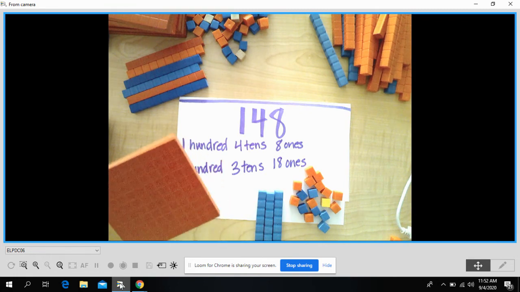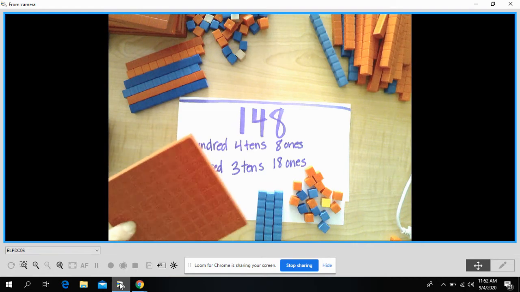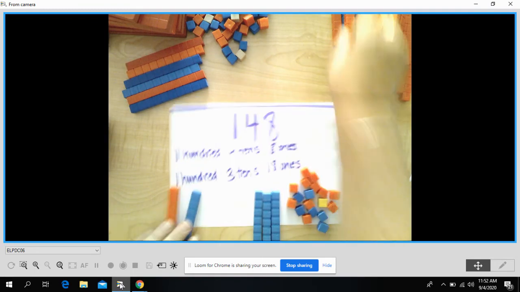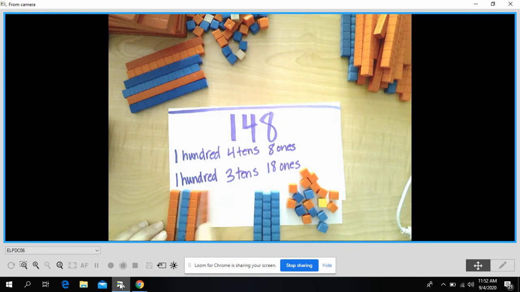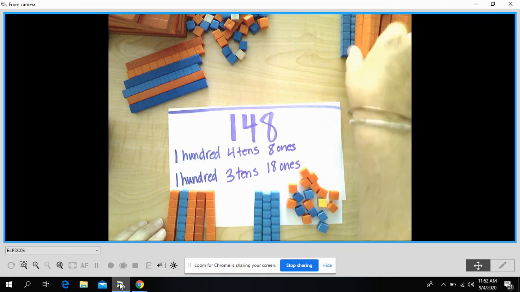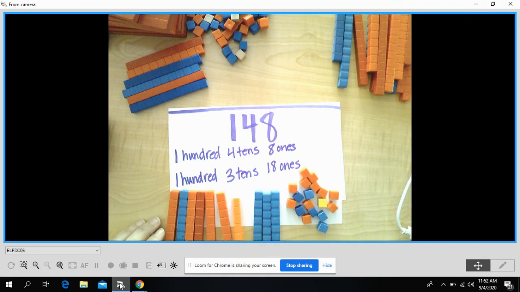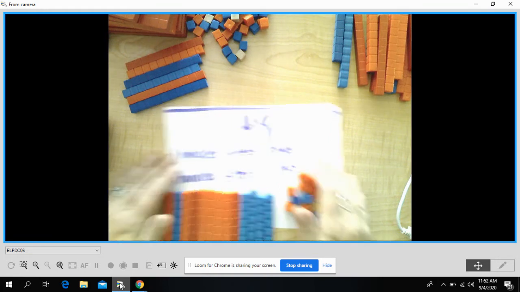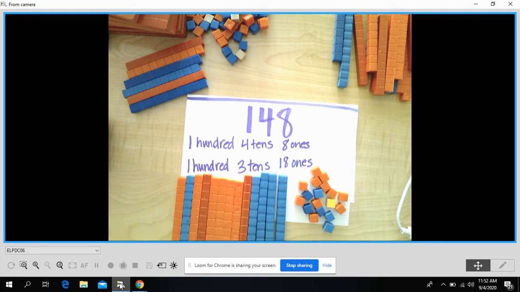This is 100, and it is composed of 10 tens. So now let's replace this with 10 tens. 1, 2, 3, 4, 5, 6, 7, 8, 9, 10. All right, let's see what we have here. Let's count it together and see if we still have 148 a different way.